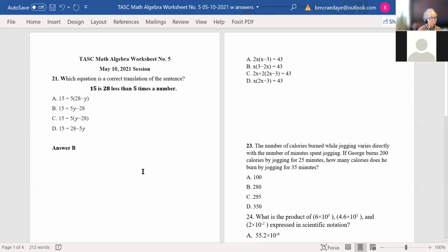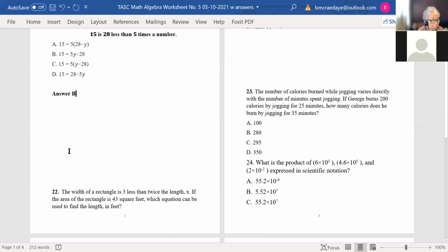All right? Just remember, when you see less than, whatever number you're given, that's the number that's subtracted. So that means 28 subtracted. Right? Okay, let's go to number 22.